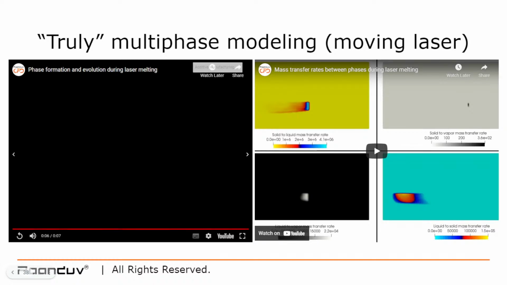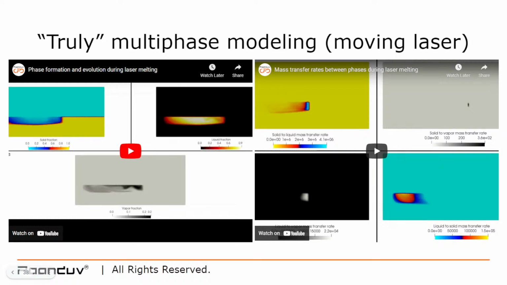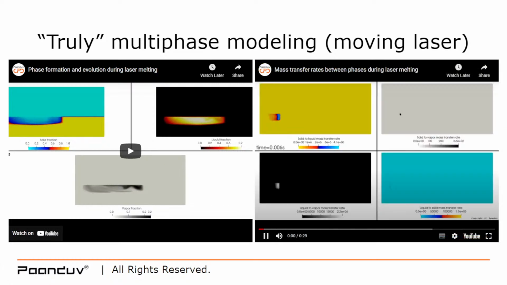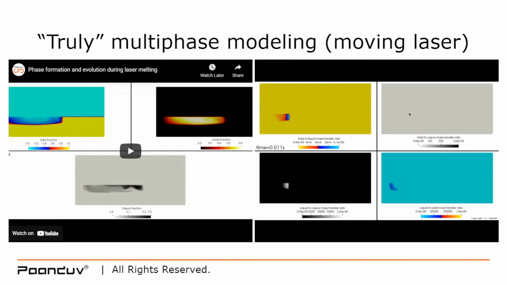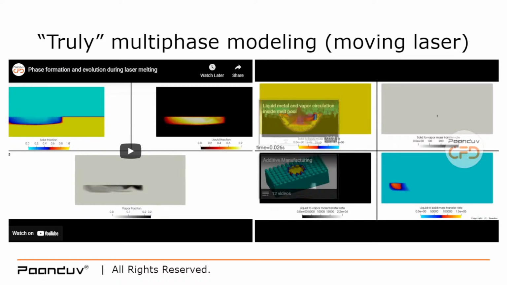You can see as the laser moves from left to right, all the 3 different phases are formed. And something that we like a lot about OpenFOAM is that it reports the mass transfer rate that is happening between different phases. So near the laser area, a lot of liquid is formed. So there's a lot of solid to liquid mass transfer. Liquid to solid mass transfer happens in the solidification zone, which is the bottom right video. And then there is some amount of liquid to vapor and solid to vapor mass transfer also happening.